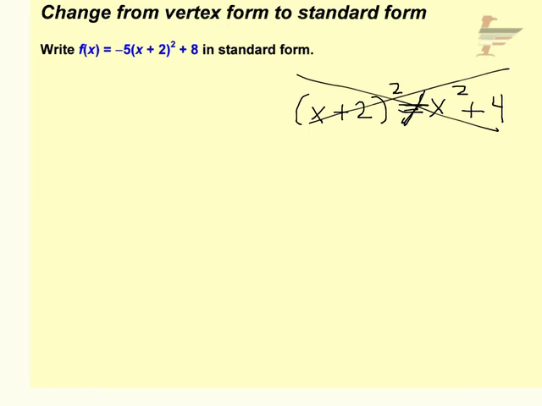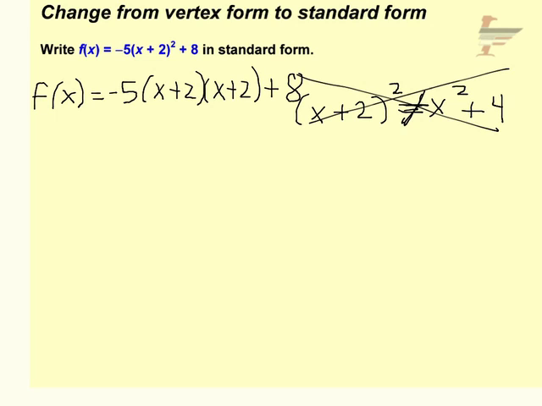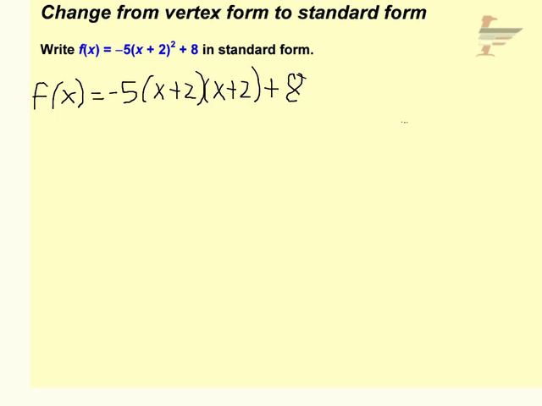When you square something, you take the quantity x plus 2 times itself. So I'm actually going to write that out, x plus 2 times x plus 2. That's what it means to square something, which means you need to FOIL. Okay, so don't do that, right?